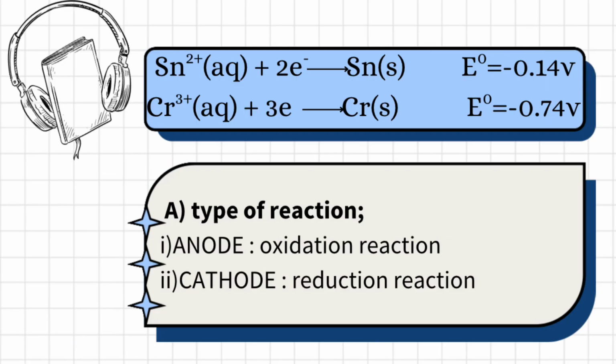In a galvanic cell, the half reaction with the more positive reduction potential undergoes reduction and the one with the more negative potential undergoes oxidation. At the anode, oxidation reaction occurs because it is the site where electrons are lost. At the cathode, reduction reaction occurs as electrons are gained.